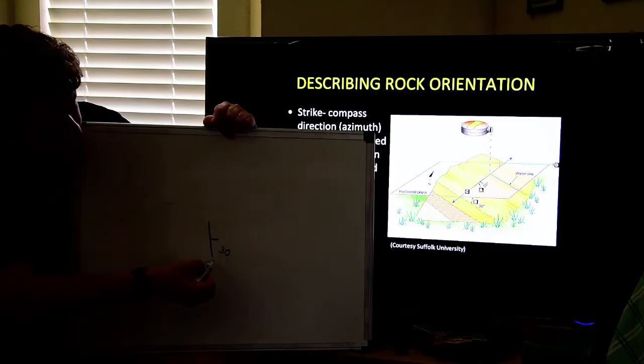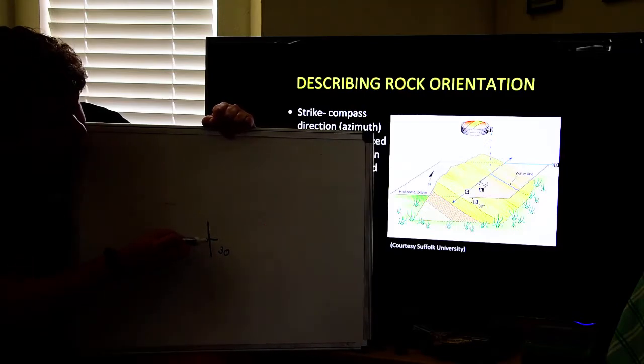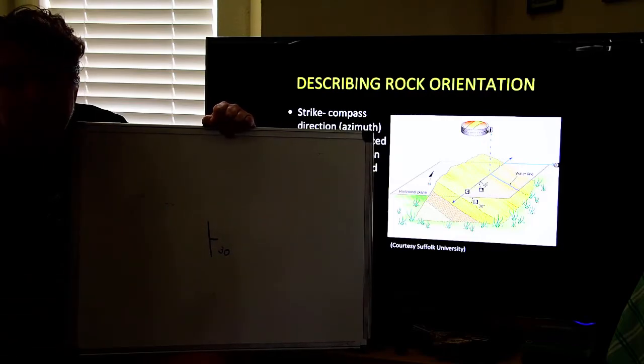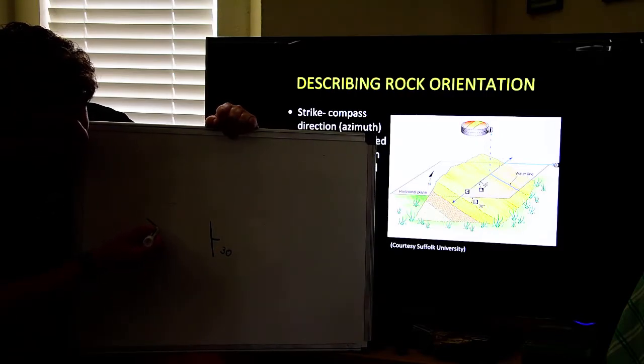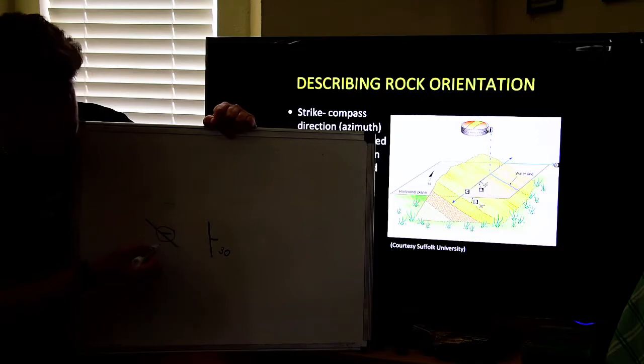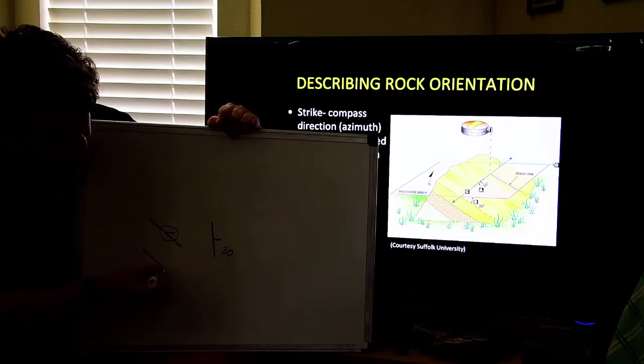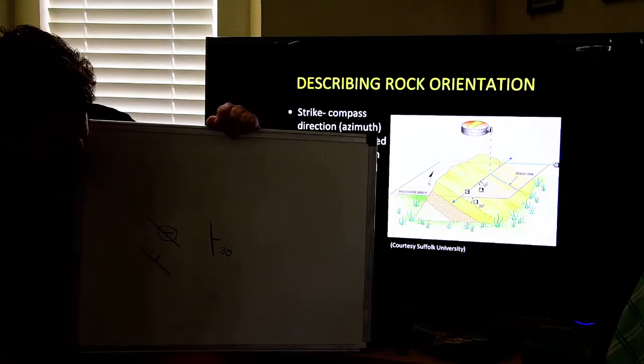So the big line is the strike line. The dip line is the small one. That small one is always at a 90-degree angle to the strike line. So you will never draw a strike and dip symbol like that, because that is not 90 degrees. You would draw it like this.